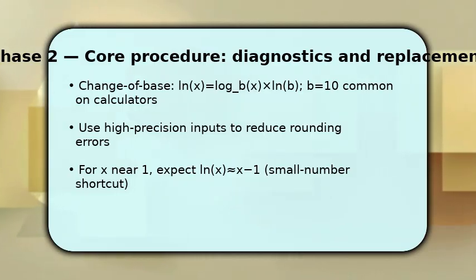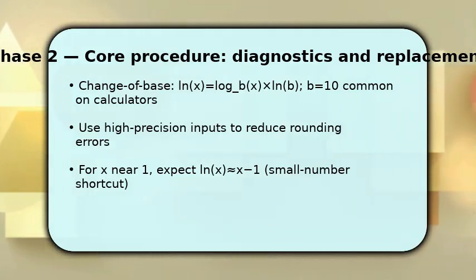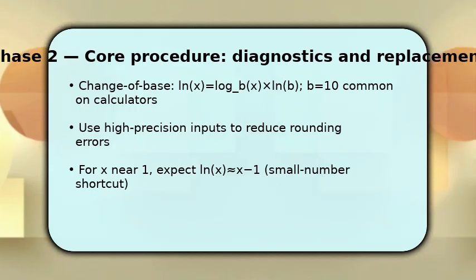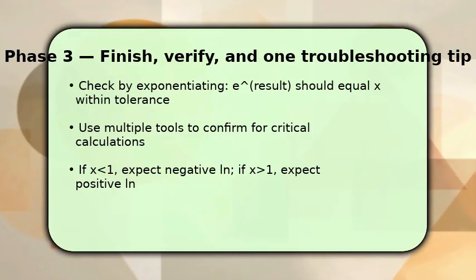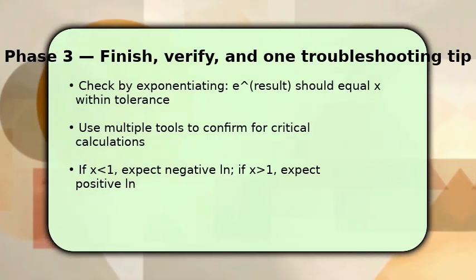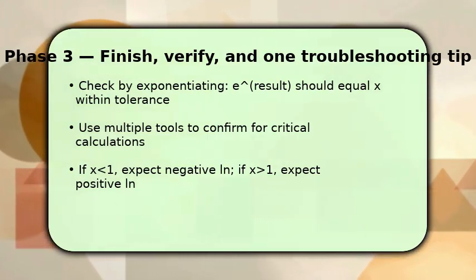Rounding early loses accuracy. For numbers close to 1, you can use the linear approximation ln x approximately x minus 1 to estimate quickly. If you need higher precision, switch to natural log functions in programming libraries or high-precision calculators. You finish by verifying the computed ln, raise e to the result, and confirm it equals your original number within tolerances. If results differ, recompute with more precision or an alternate tool.